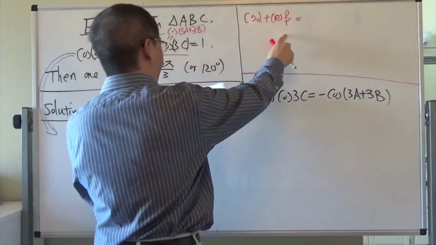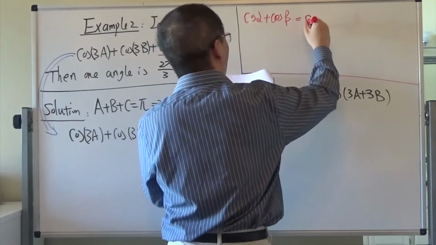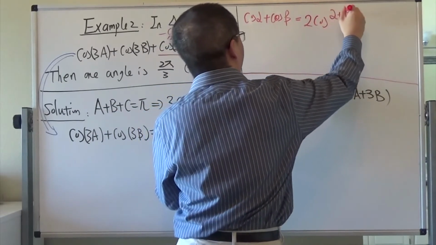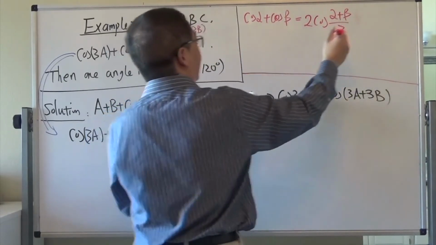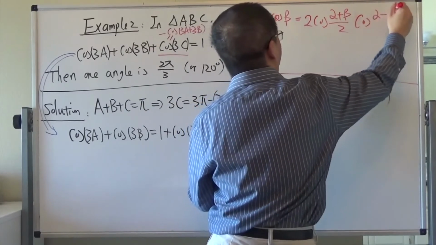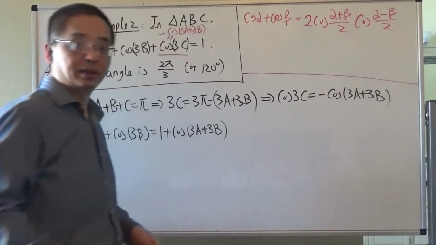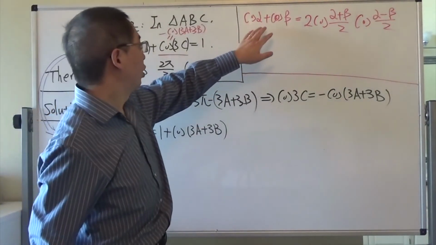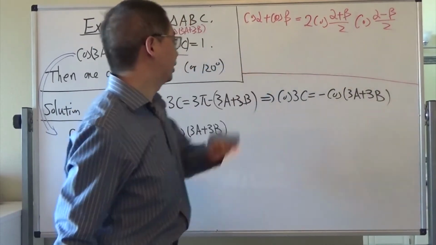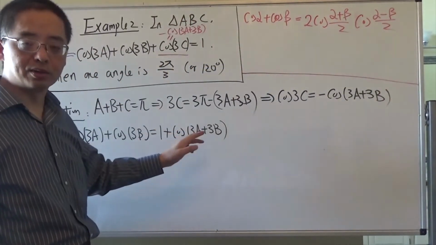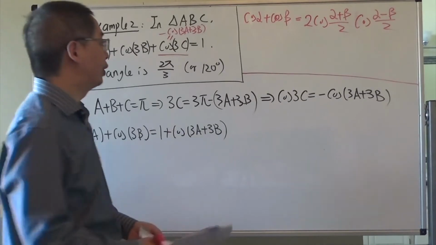So cosine alpha plus cosine beta equals twice cosine of (alpha plus beta) divided by 2 times cosine of (alpha minus beta) divided by 2. So that's how we handle going from sum to product. And then also we have 1 plus cosine. For this one we can use the double angle formula.